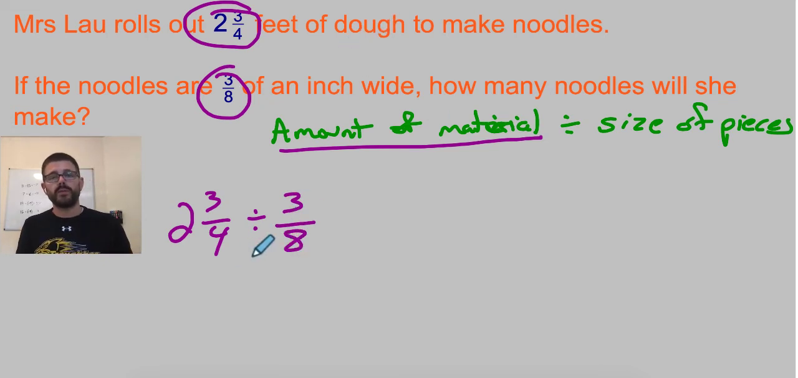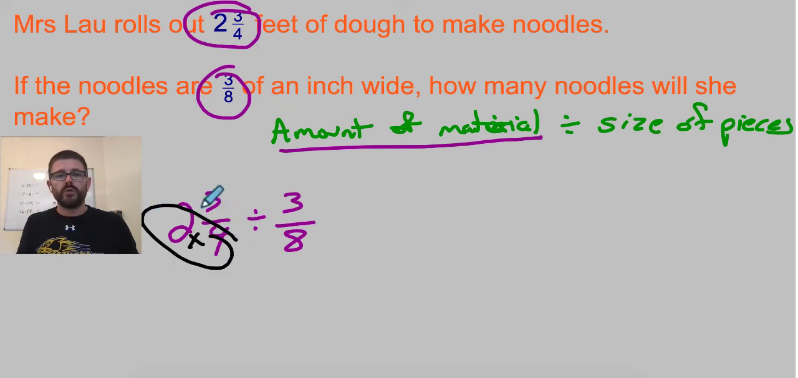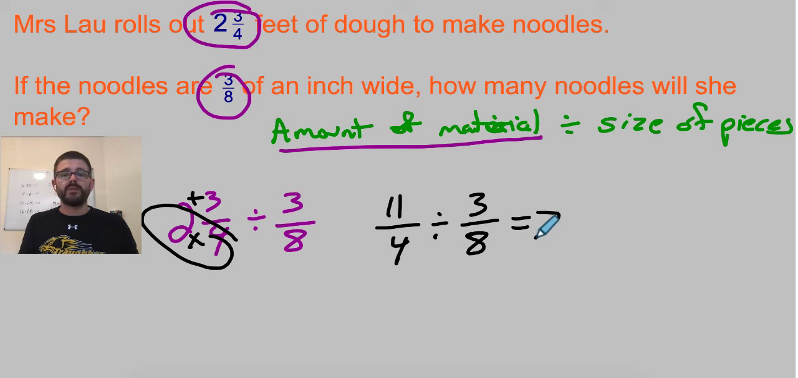So we follow our steps. First, we change our mixed number into an improper fraction. 2 times 4 is 8, plus 3 is 11/4, divided by 3/8. Now I rewrite it as a multiplication problem. So 11/4 times 8/3.